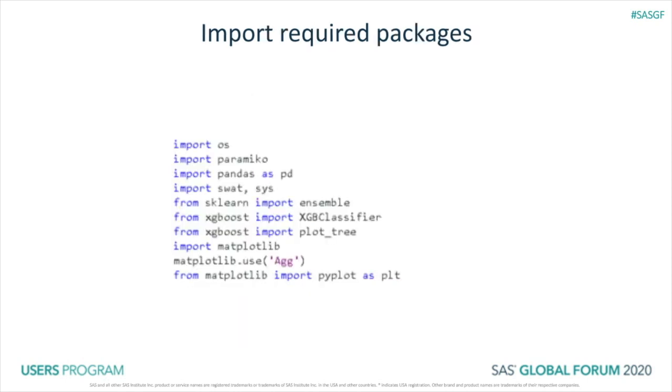Here we are importing the required packages. These packages need to be installed on the remote Python environment. We use SWAT to create a connection to the CAS server and upload the data, XGBoost to build the extreme gradient boosting model, matplotlib to create the reports, and the Paramiko package to transfer necessary files.